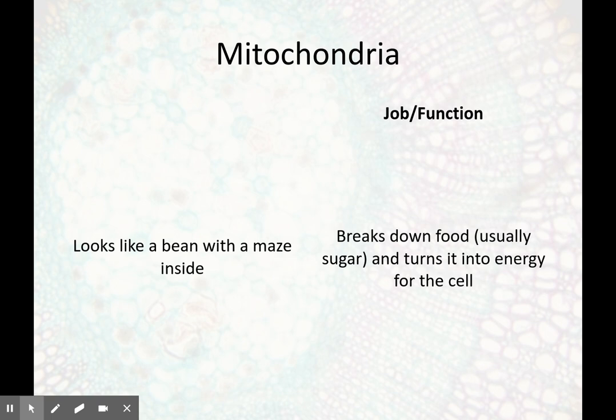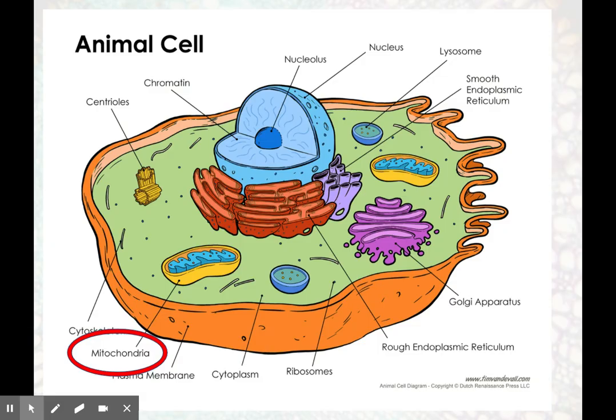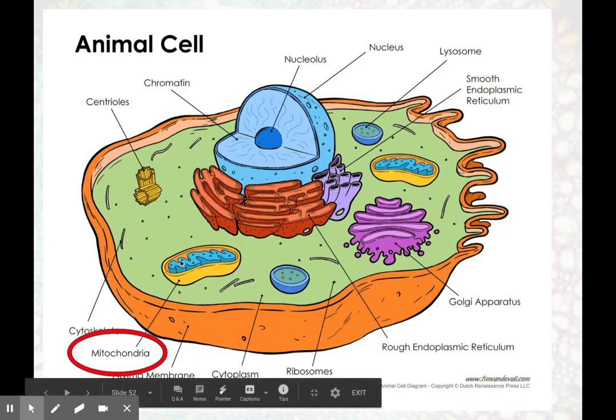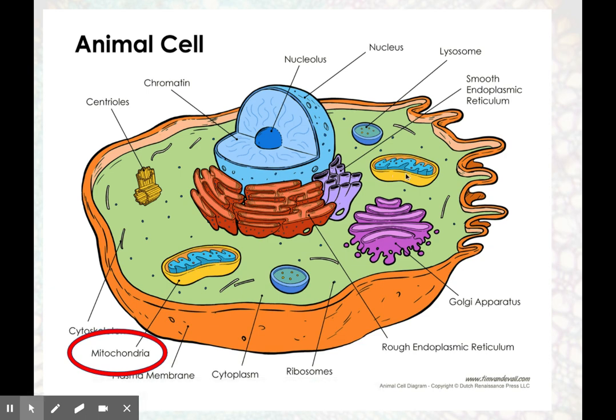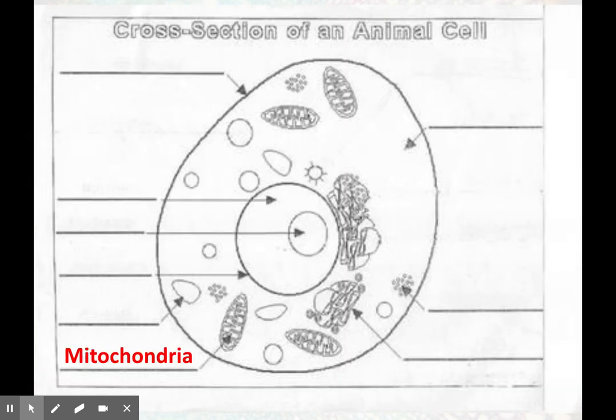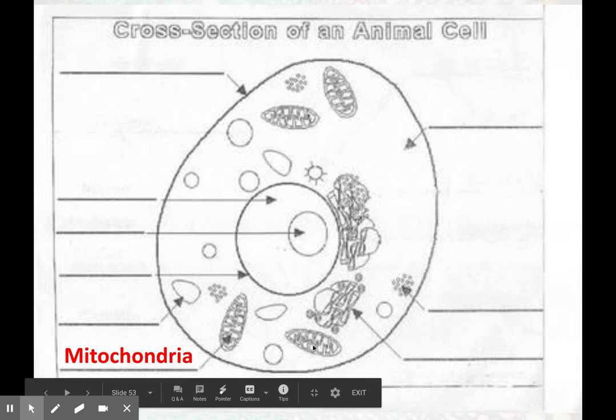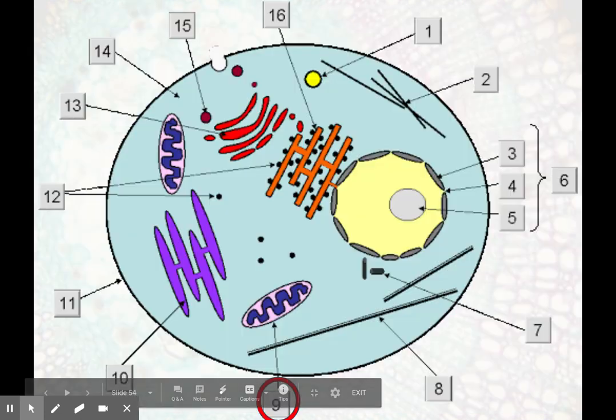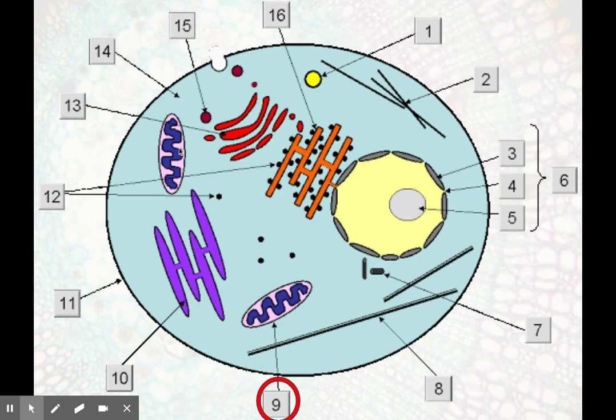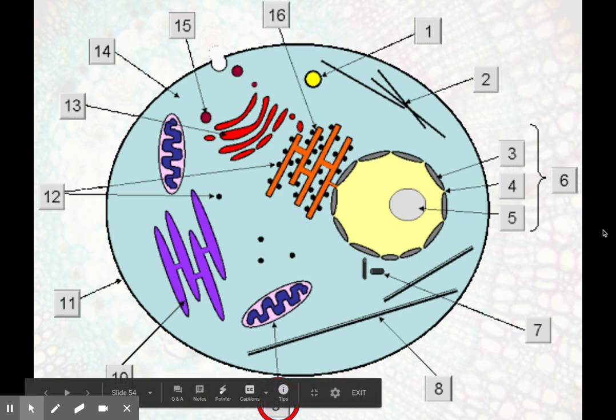Okay, mitochondria. The mitochondria is easily recognizable because it looks like a bean and it's got a maze inside. Its job is to break down food, usually sugar, and turn that into energy for the cell. So you recognize it by it being a bean with a maze inside. Here's a mitochondria, and there's another mitochondria over here, and here's another one down here. So these are your mitochondria.